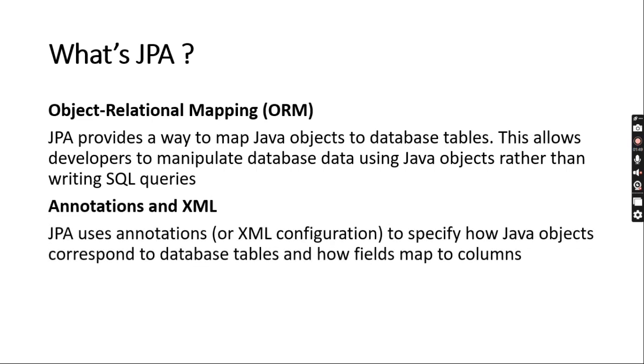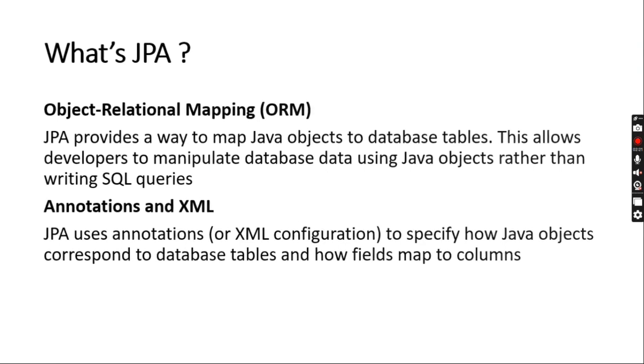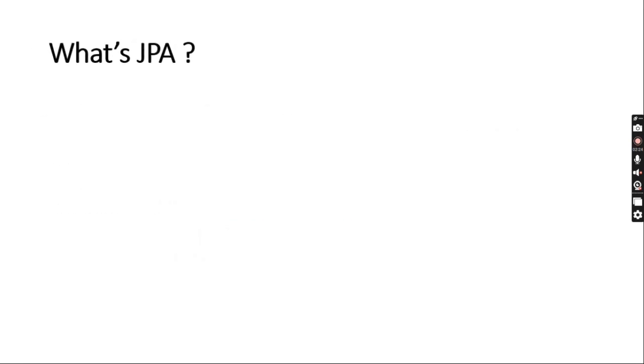JPA has an XML configuration file. As you know, XML is one of the best platform-independent languages. XML is able to configure many programming languages together with relational database systems. So what happens in the XML annotation is that Java objects correspond to database tables, and fields map into columns. Likewise, you are able to map your Java objects into database objects such as tables, columns, and so on.